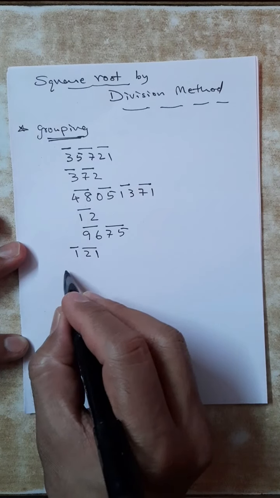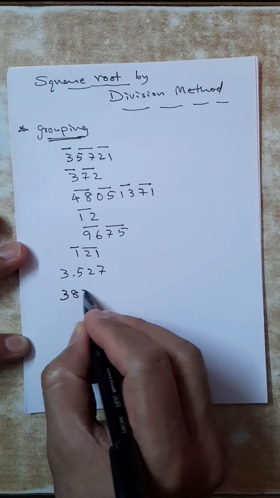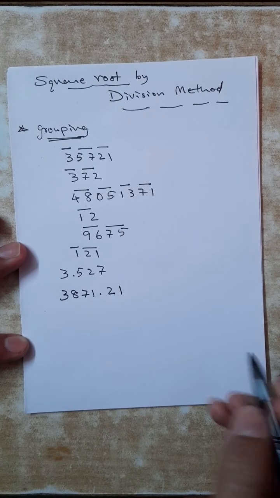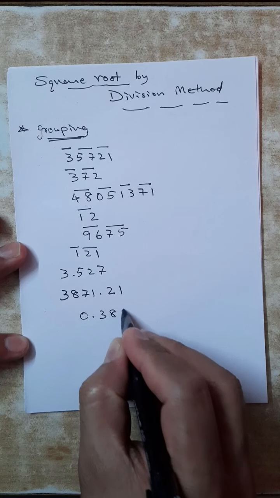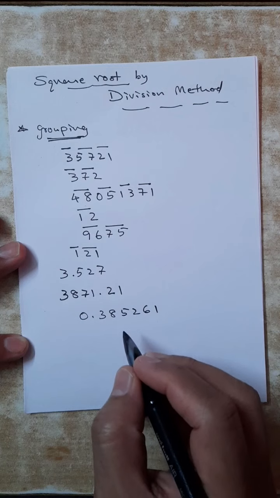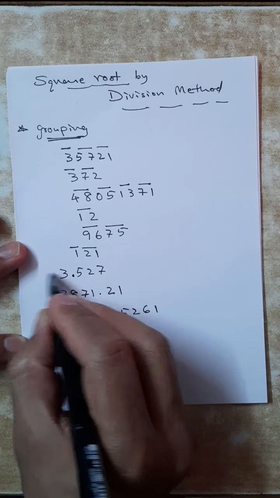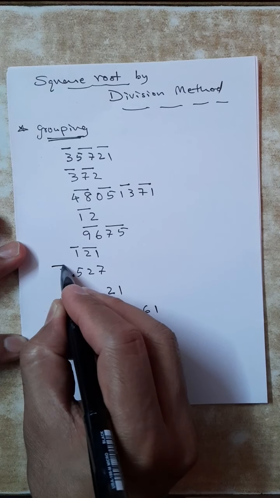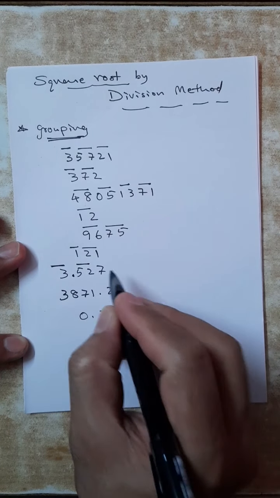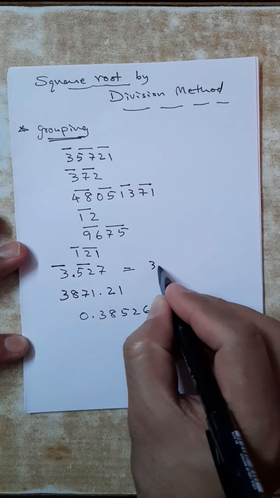Suppose it is a decimal number: 3.527. 3871.21. 0.385261. If it is a decimal point, then again the same thing. From point we will start. That means 1's place, 2 left side, 3 is one group. Now towards right 52 is a group. Now I will not say 7 as a group. So I will write the number once again.